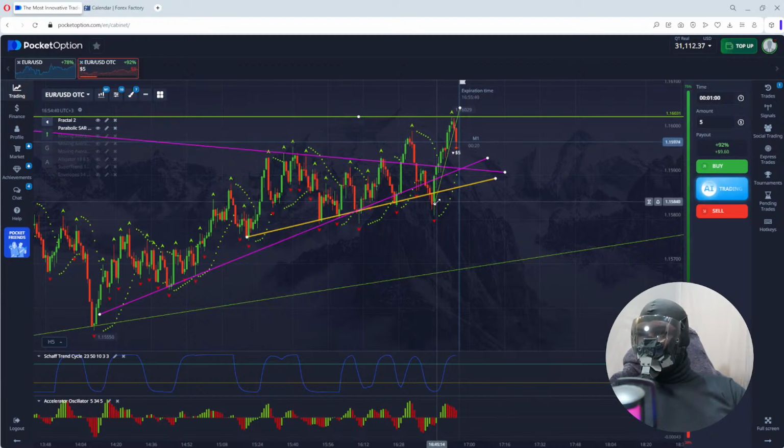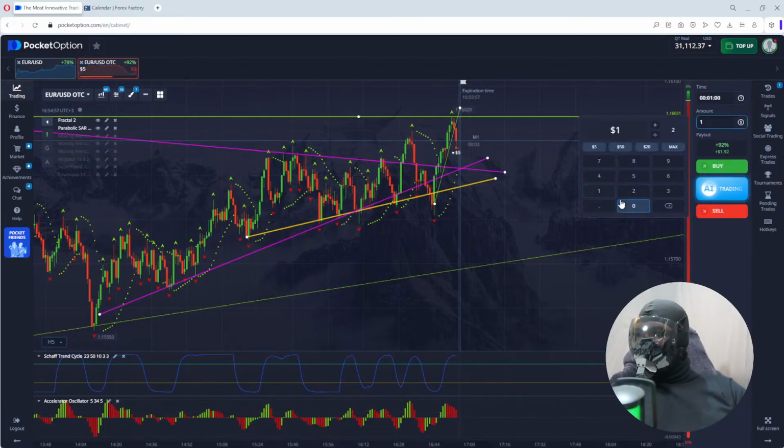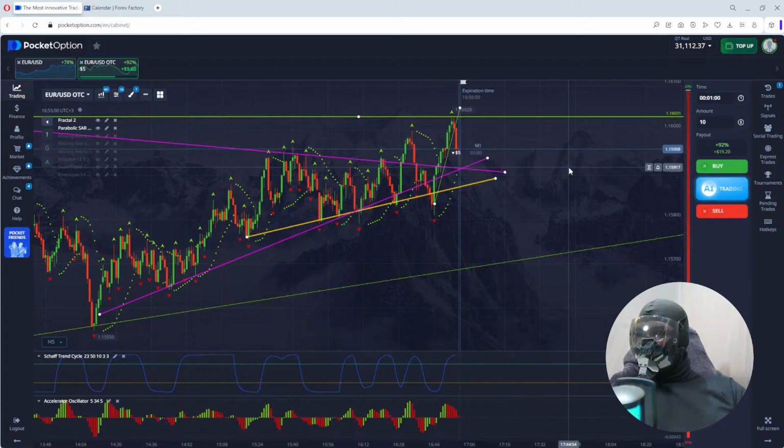We do have a breakout. Not particularly a solid level because we got one, we got two, and on the third one it broke through. Right, but we got parabolic that's kind of like rounding out. We got accelerator oscillator that keeps getting lower and lower and lower bars. Right, so in this case I would probably go for a $10 position now and kind of wait it out, wait to see. There we go.